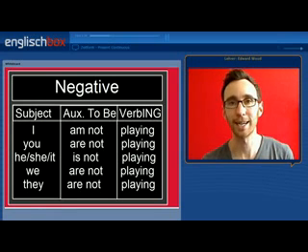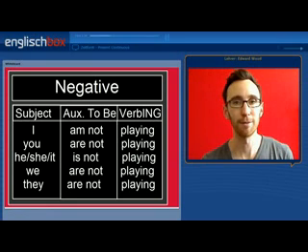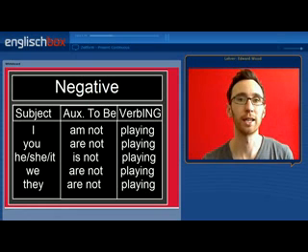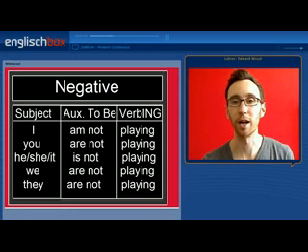What about the negative? In negative, all you need to do is add not to the auxiliary verb to be. I'm not playing, you're not playing, he isn't playing, we aren't playing, and they aren't playing.